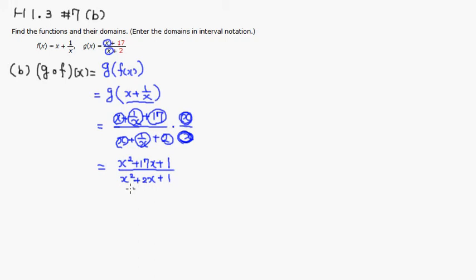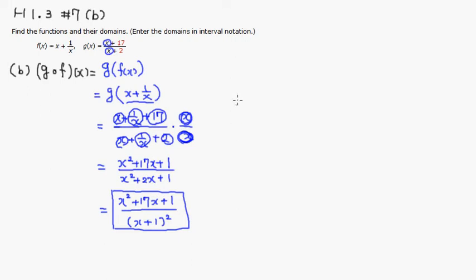If you want, you can factor the bottom so it looks nice. Maybe I should do that. You will get something like this: x plus 1 quantity squared on the bottom, and x squared plus 17x plus 1 on top. All right, so that's the formula for g of f of x.